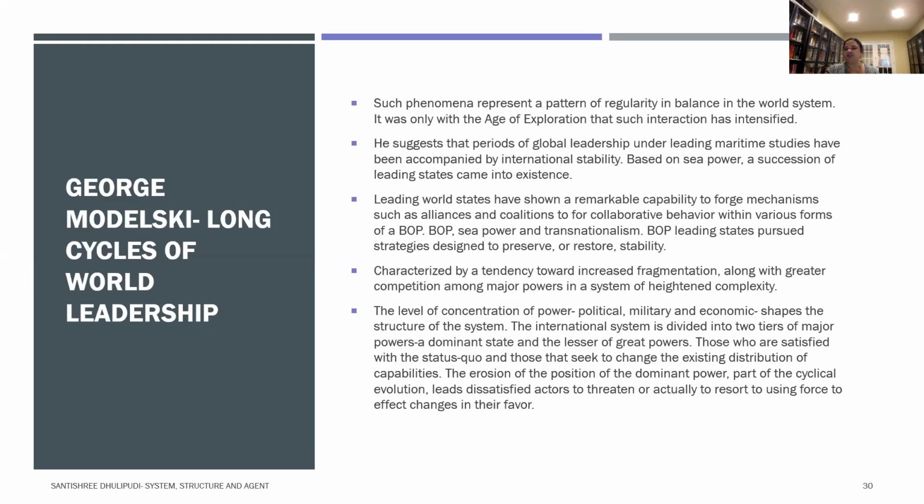The level of concentration of power, political, military, and economic, shapes the structure of the system. The international system is divided into two tiers. The major powers are the dominant state and the lesser great powers. Some are satisfied with the status quo, and those who seek to change the existing distribution of power. The erosion of the position of the dominant power, part of the cyclical evolution, leads dissatisfied actors to threaten or actually to resort to using force to effect changes in their favor.